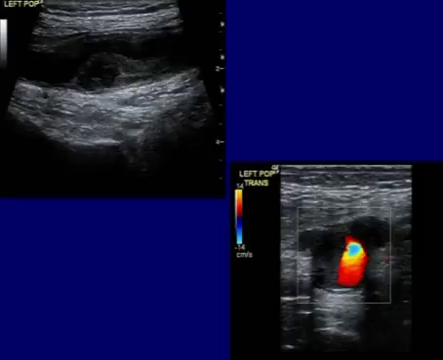When we go into a transverse orientation, again, we can appreciate the thrombus and we can appreciate the residual lumen as displayed with the color filling here.